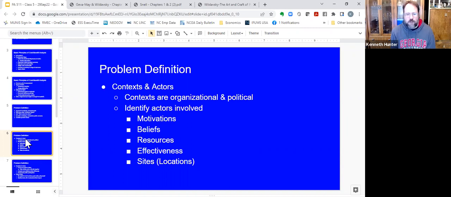Chances are, in working in policy, you may sometimes deal with individuals. Most of the time you're dealing with constituencies and movements, and that is a challenge. When it comes to identifying those actors that are involved, it's important to understand not just who they are, but how and why they're involved. What are their motivations and their beliefs?